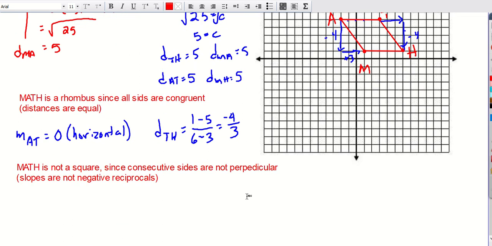So hopefully you guys picked up on the square part, rhombus, the rectangle. Tomorrow, taking a look at trapezoids. Have yourselves a great day.